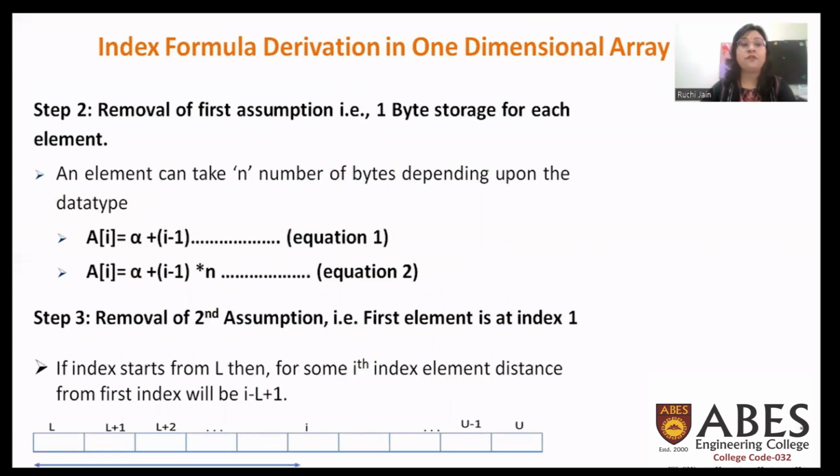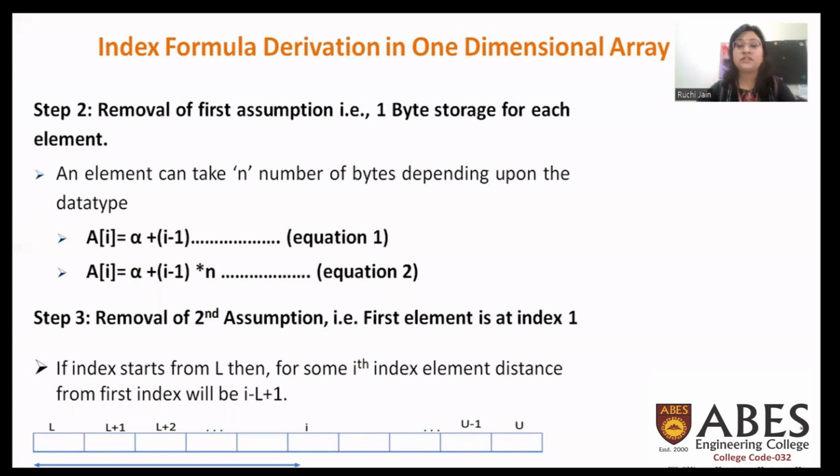Now moving forward, we remove our first assumption, which said 1 byte storage for each cell. Now we consider that there are n bytes of storage for each cell, like I have mentioned before: for integer 2 bytes of memory, for float 4 bytes of memory, and so on. So we consider n bytes of memory depending on the data type. Then Ai equals alpha plus (i minus 1) into n, where n is the number of bytes depending on the data type. Now we are removing the second assumption.